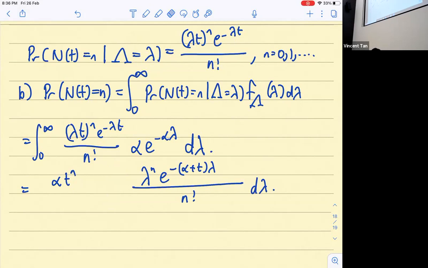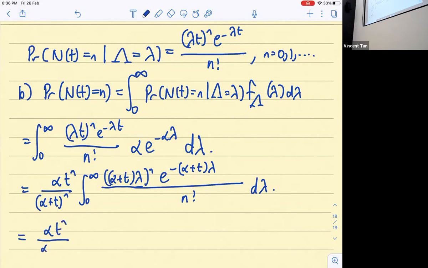Let's move this a little bit to here. This is deliberately written this way. So I compensate this until it's an Erlang: t to the power n, lambda to the power n over alpha plus t to the power n. I can certainly do this. This is some integration trick. So now, oh, this is really an Erlang.